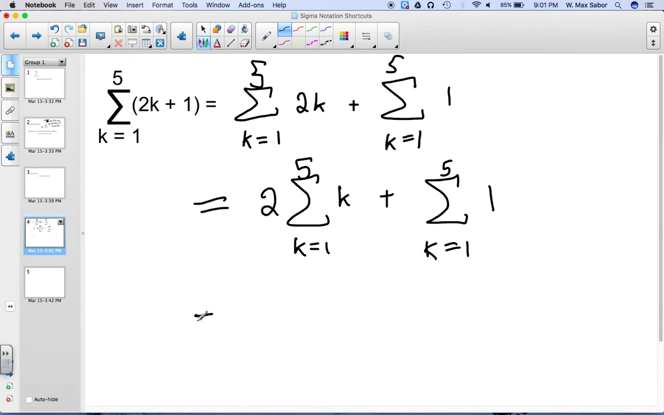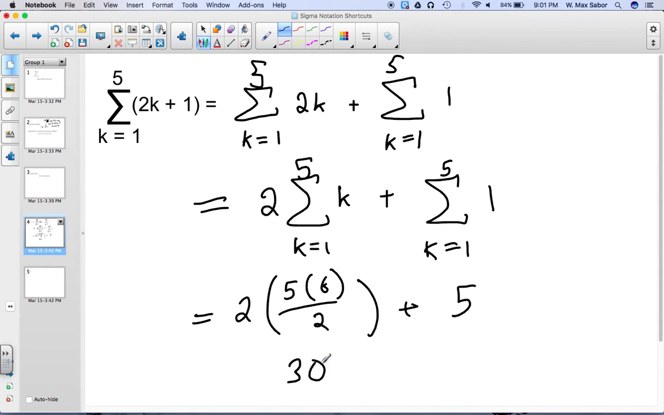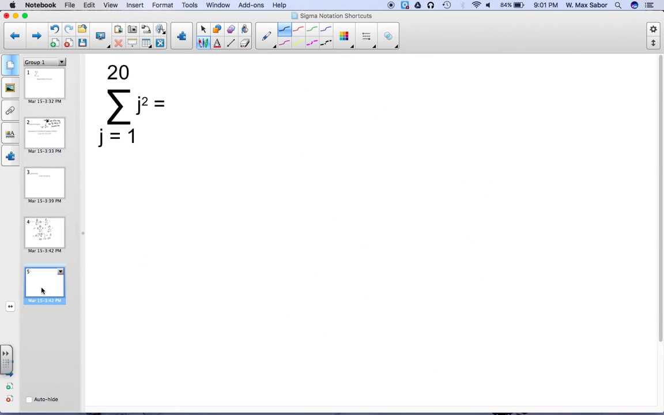And now, if we know our rule of the sum of the first 5 integers, that's 5 times 6 over 2. And the sum of the first 5 numbers that are 1 is 1 plus 1 plus 1 plus 1 plus 1, or 5. And now we get 30 plus 5 is 35. So this is one way that you can use these rules to make things cleaner.